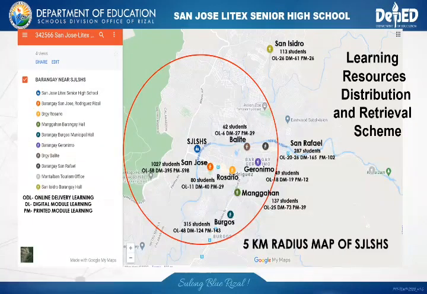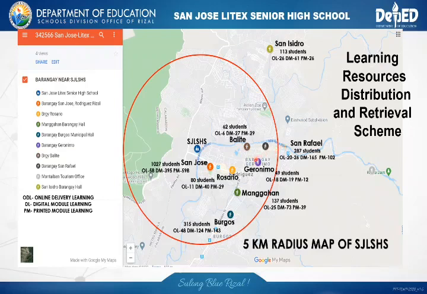For the learning resource distribution and retrieval scheme, the school prioritized learners who are living in District 1 of Rodriguez. Most of them are within the 5-kilometer radius of our school. In Barangay San Jose, there are 598 learners. Balite, 62 learners. San Rafael, 287 learners.